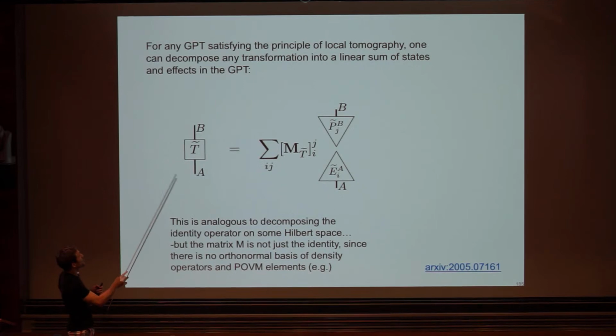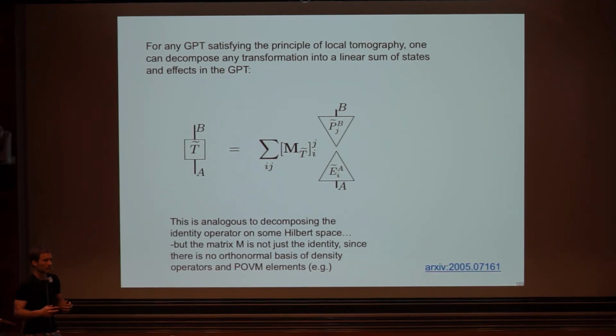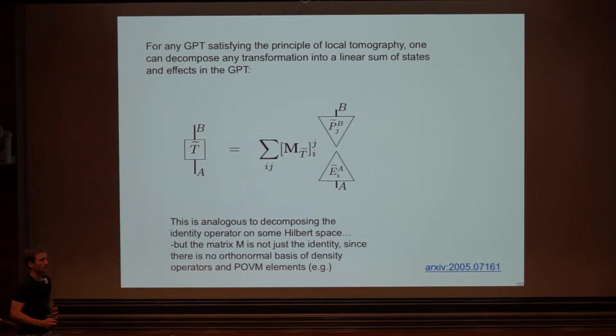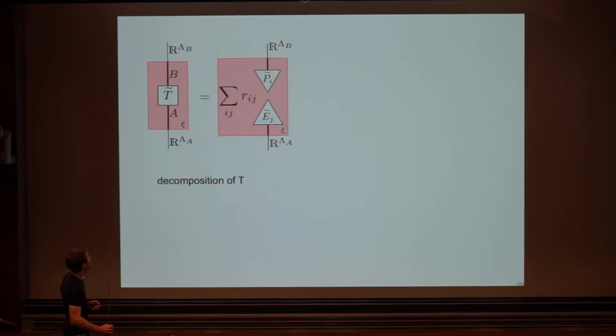And I should also say this class of GPTs is a pretty standard one. It's a very large class that subsumes most of the things people study, certainly classical, quantum, Spekkens toy theory, most of the fossil theories. But there are some that don't satisfy this. So everything I say will be now for this class of GPTs with this property. So let's use this property now.